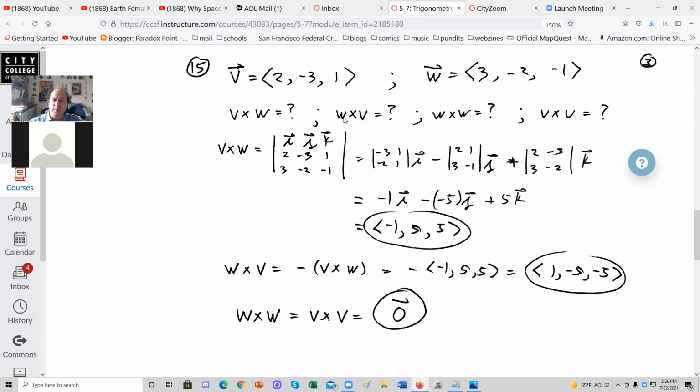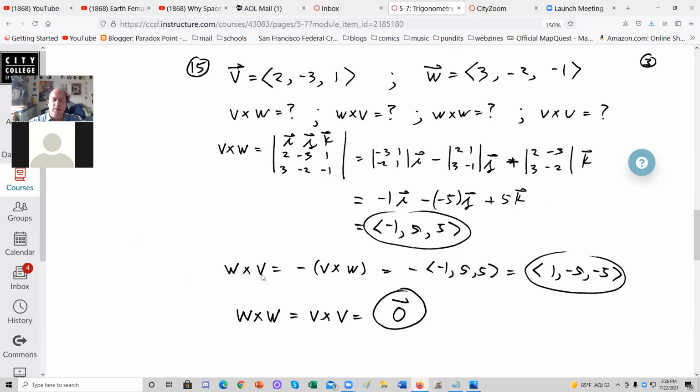Here's v cross w and w cross v. They are opposite of each other. So let's get to v cross w. So i, j, k times 2, negative 3, 1 here, 3, negative 2, negative 1 here. So it's i times the determinant of negative 3, 1, negative 2, negative 1. Minus j, so it's plus minus plus, minus j times the determinant of 2, 1, 3, negative 1. Plus k times the determinant of 2, negative 3, 3, negative 2. After a bit of work, it's 5i minus a negative 1j plus 5k, or in other words, 5, 1, 5.